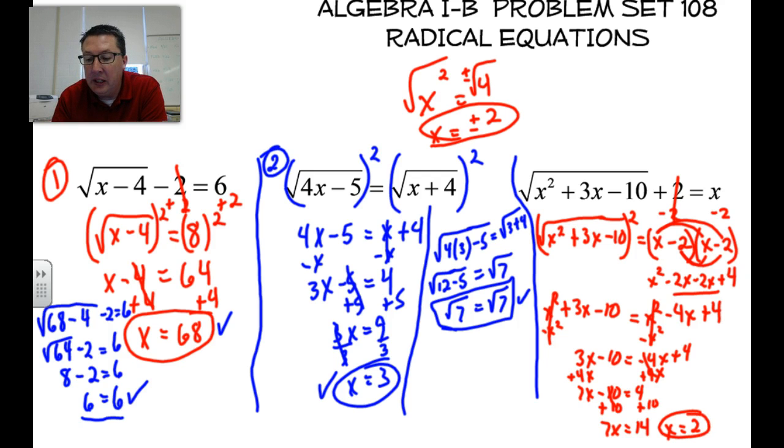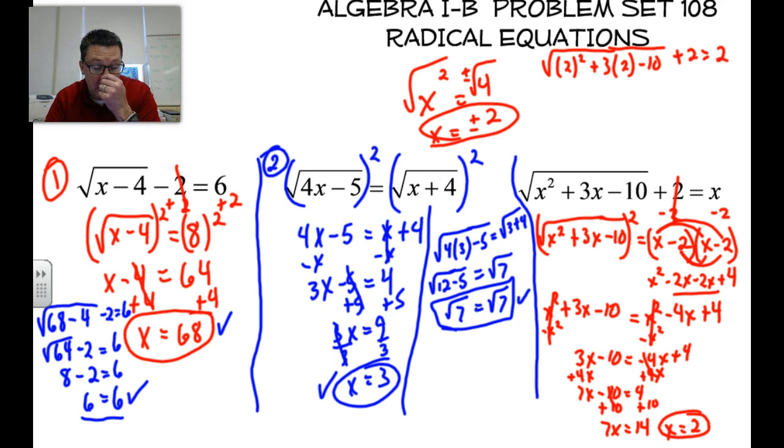Okay, now again, we need to check our answer. I'm going to write it up here. We plug in a 2. Squared plus 3 times 2 minus 10 plus 2 equals 2. So we plug in our answer for x and we check to make sure this works.